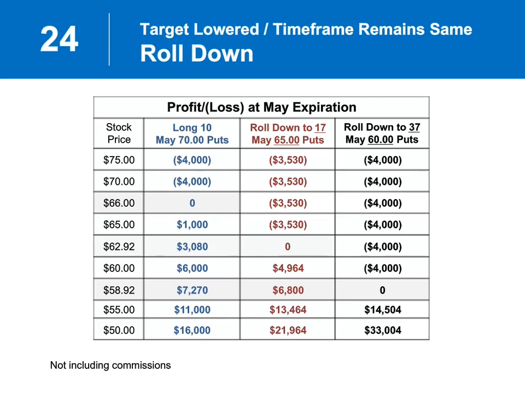But as we go diagonally down to the bottom right-hand corner, you can see if we were correct and that stock continued to tank and went to $50, we would have been far better off rolling down to those 60 puts because of the additional downside leverage that we would gain in short deltas by owning 37 of those 60 puts as opposed to 10 of the 70s or even 17 of the 65s. So, that's the whole point of rolling.